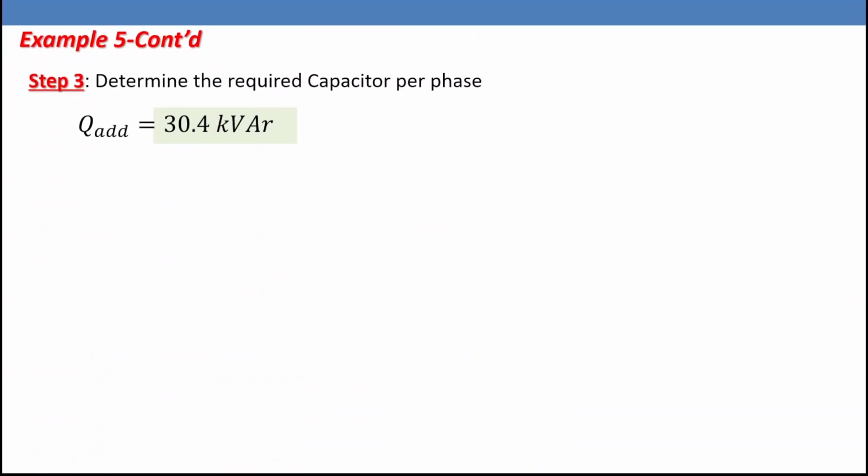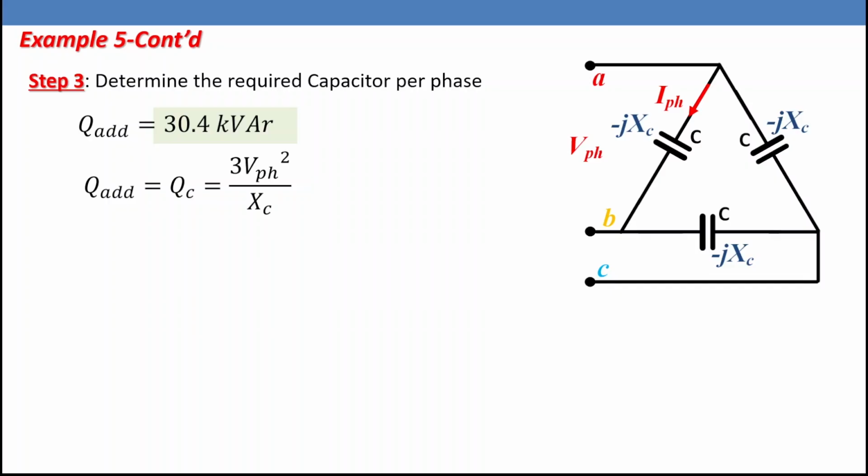Step number 3: determine the required capacitor per phase. From step number 2 we calculated the amount of VAR required, 30.4 kilovar. That equals the amount of Q_C that the capacitor is going to add to our system, and we know Q_C equals 3V_phase squared over X_C. We are going to have a delta connection, so don't forget that the phase voltage of the delta will be the line voltage of the source.